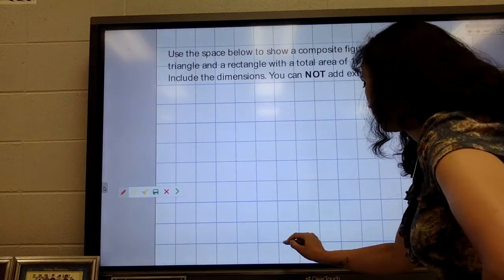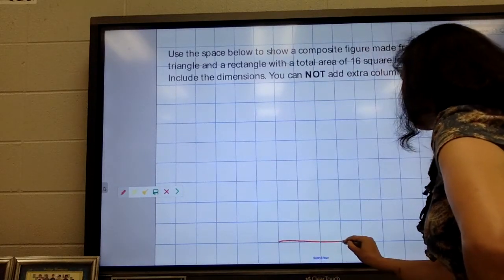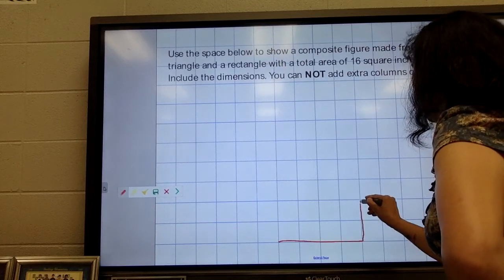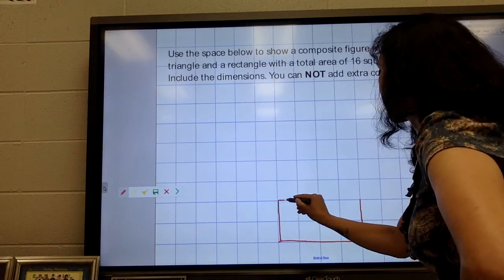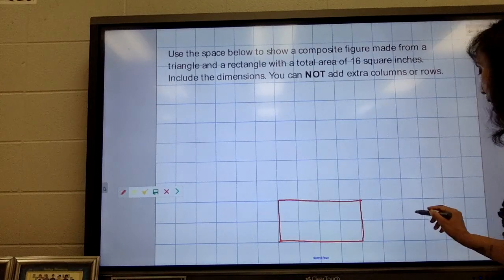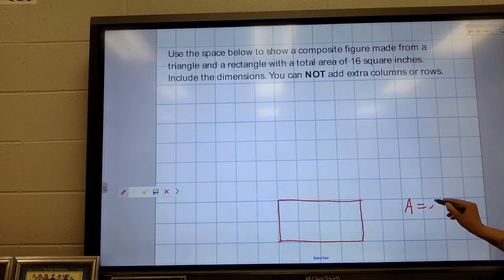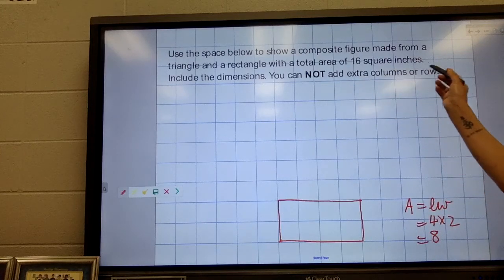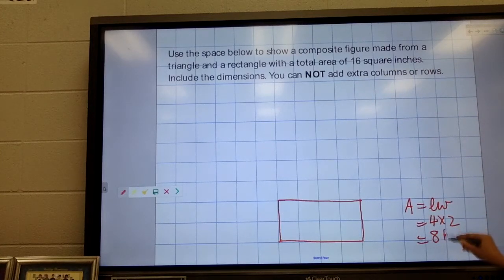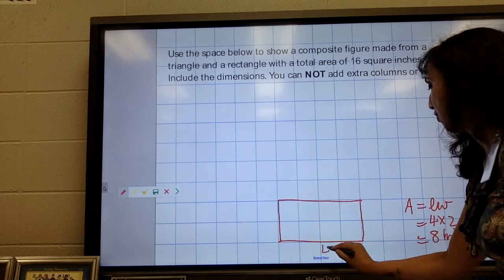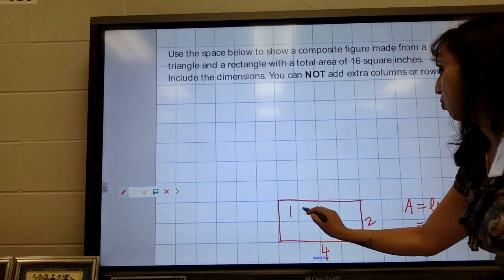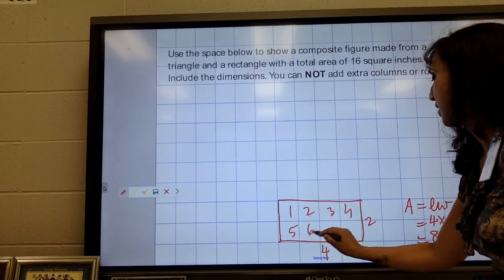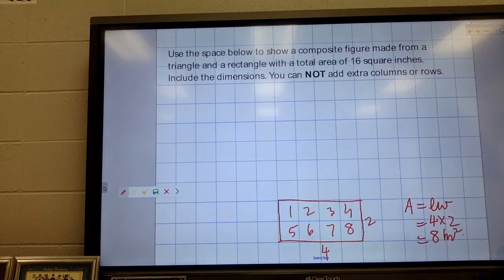So if I start over here and I say 1, 2, 3, 4, 1, 2, I am trying to draw it out. Okay, so I'm just using my formula method. Area is length times width, and I know that 4 times 2 is 8. What does it say? Did it give square inches? It is 8 square inches. So this is 4, this is 2, so this is 8, or 1, 2, 3, 4, 5, 6, 7, 8.